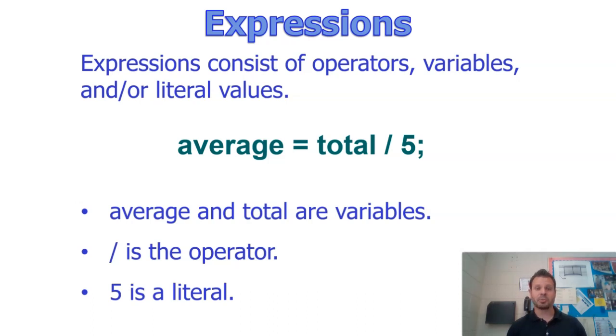An expression is just something that consists of operators, variables, and/or literal values. So for example, here I have a line of code which is a Java expression. Average and total are the variables in this expression. When I say operator, we're talking about something like add, subtract, multiply, divide. So the division sign is the operator here. And then 5 is the literal. Anytime we put an actual value into that expression, we'll call that a literal part of the expression.